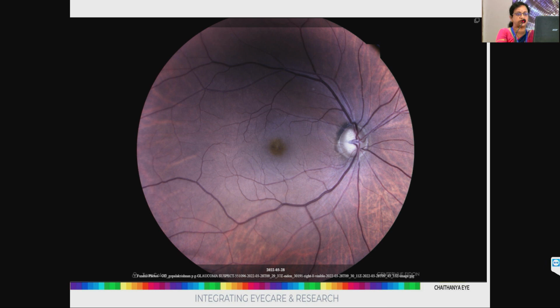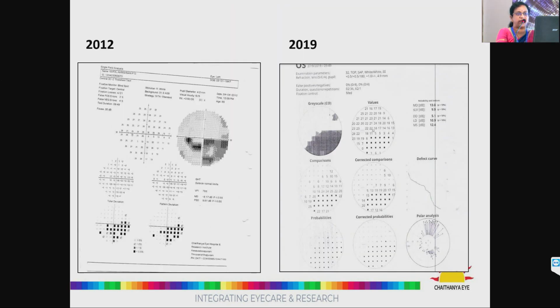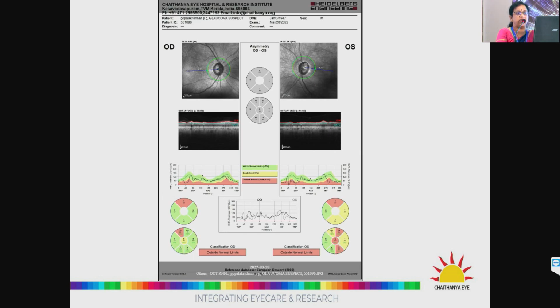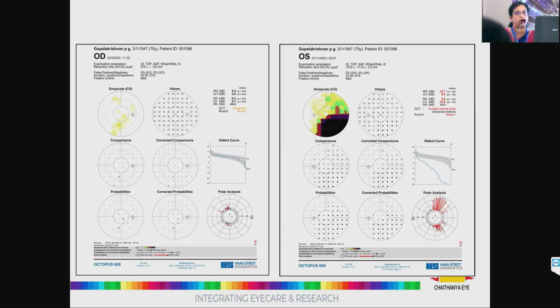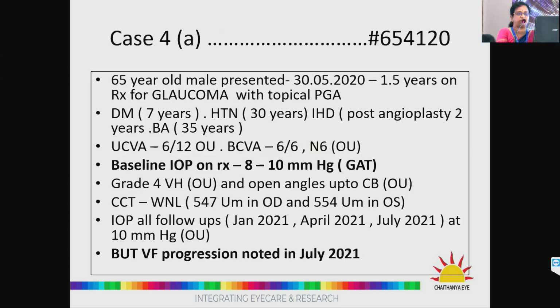Now, this patient was not treated in 2012 when she presented early because, though it was looking like a disc suspect, the intraocular pressures were normal, and he presented in 2017 with a superotemporal branch retinal vein occlusion. But you can see that despite that, the fields have been the same, and the fields are still the same. So not all NTGs need aggressive treatment. You have to identify the progressors. And disc hemorrhage always raises the suspicion of progression.